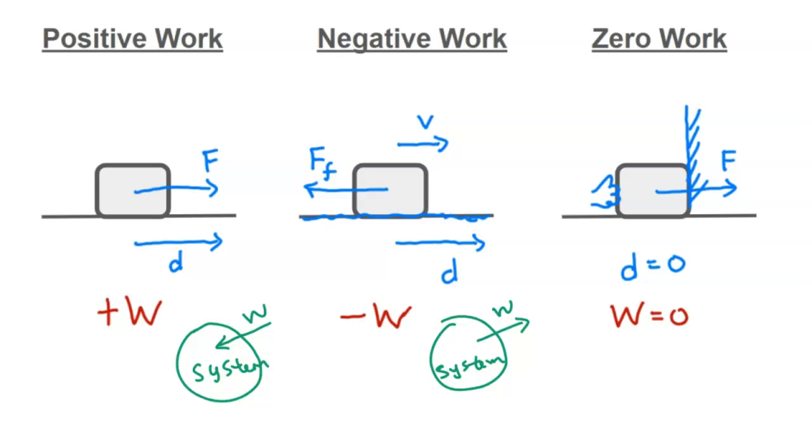And then what do we mean that the work is 0? What that means is that energy is not going in or out of the system. And so the total energy in our system remains the same.